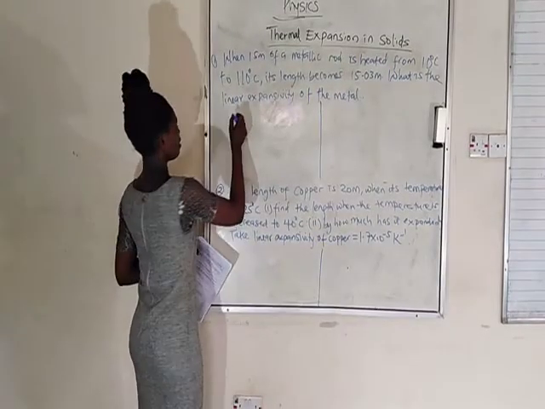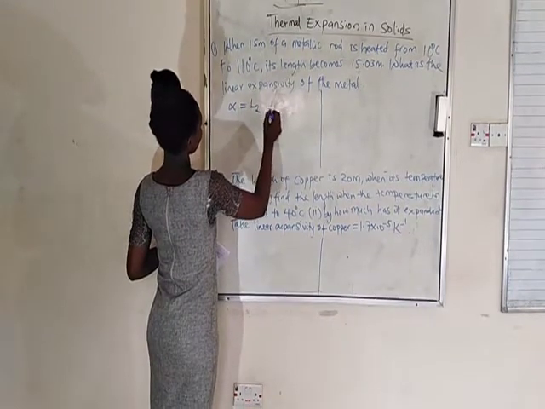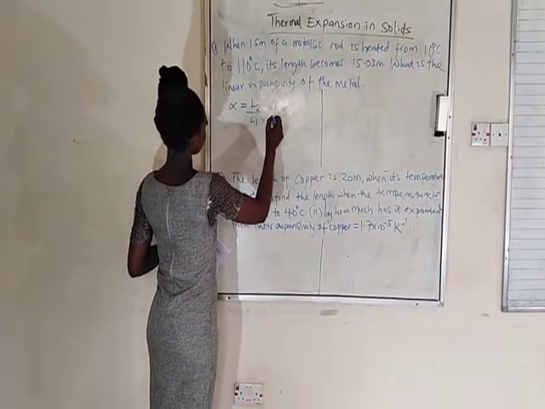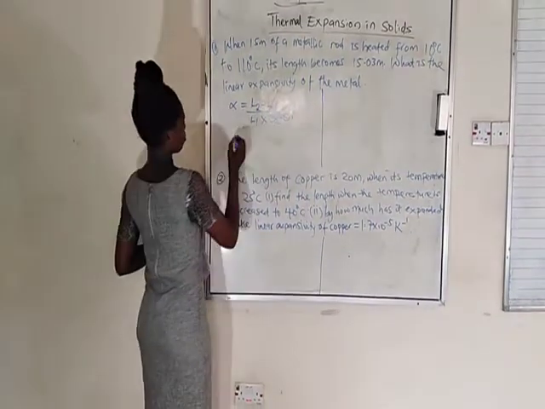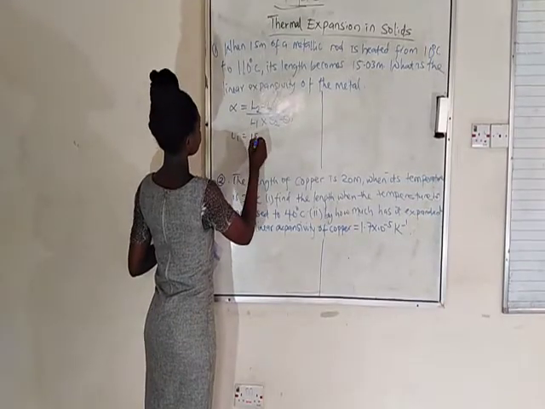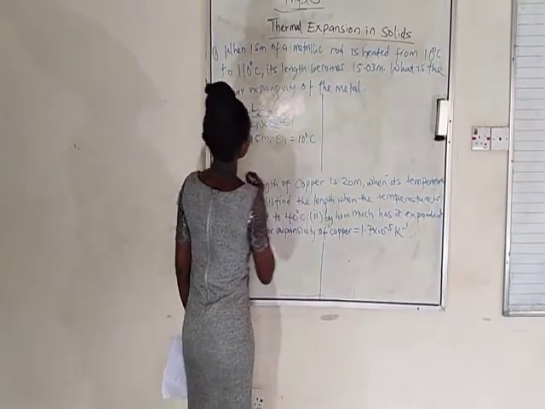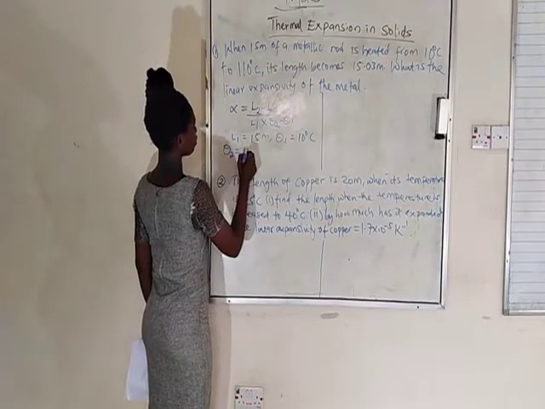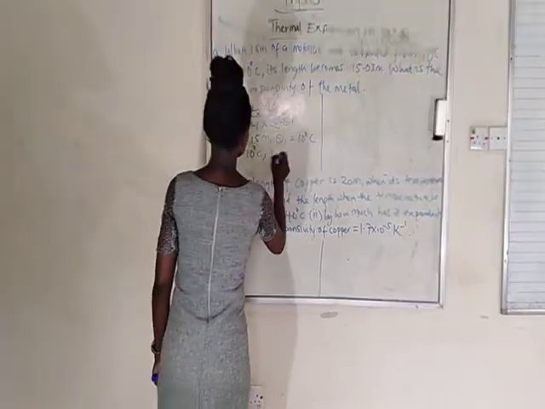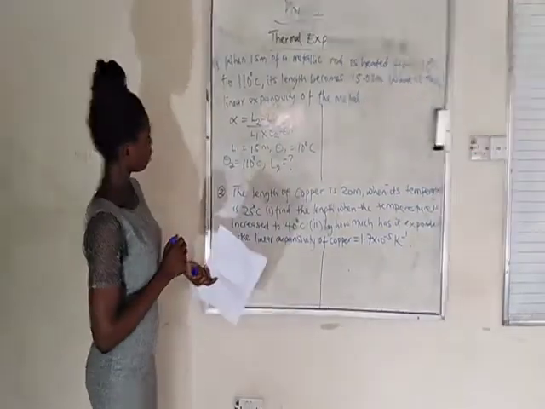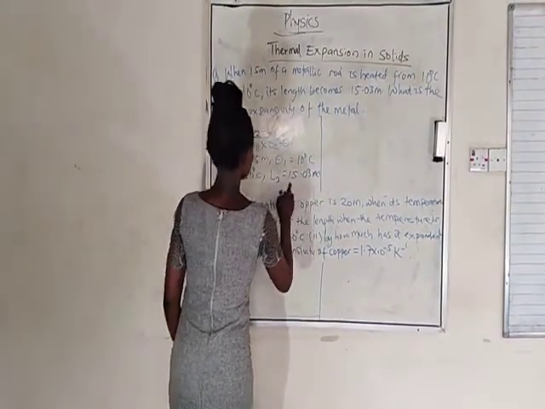Remember our formula, alpha equal to what? L2 minus L1 all over L1 times theta 2 minus theta 1. Let's get our parameters in place. We have our L1, 15 meters. We have our theta 1 to be 10 degrees Celsius. We have theta 2 to be 110 degrees Celsius. And then we are going to calculate our L2, which is 15.03 meters. So let's put that into our formula.